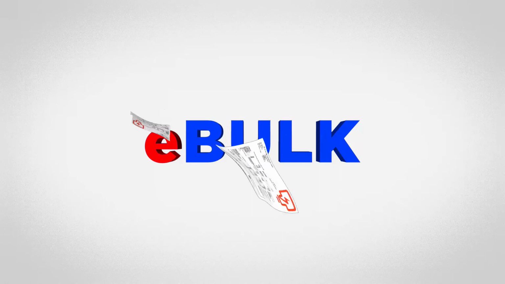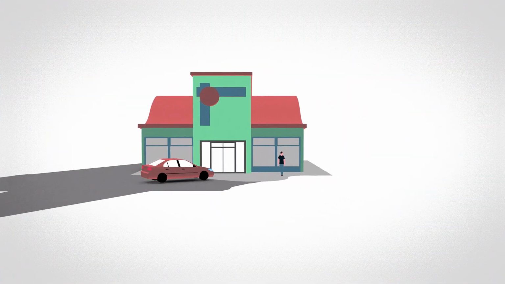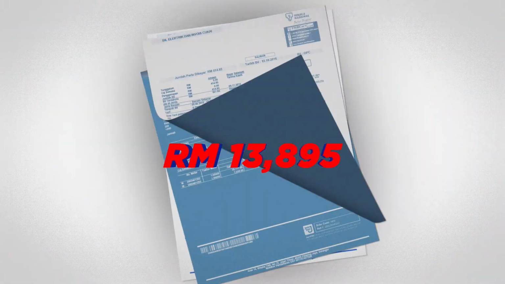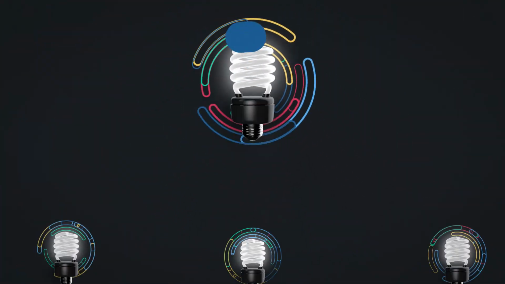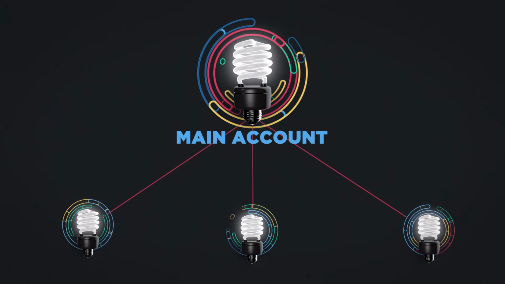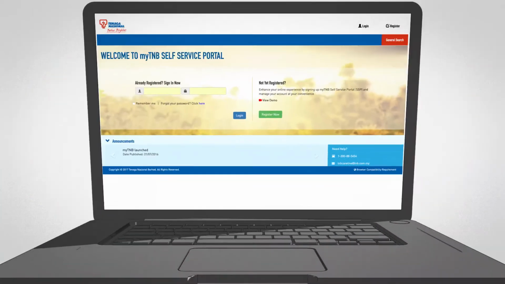eBulk is a payment facility offered by TNB for all businesses with a minimum of 50 TNB accounts and with a combined monthly billing amount of 100,000 ringgit and above. With eBulk, you can link all your TNB accounts into one main account, even if those TNB accounts are registered to different names but are being managed by you.